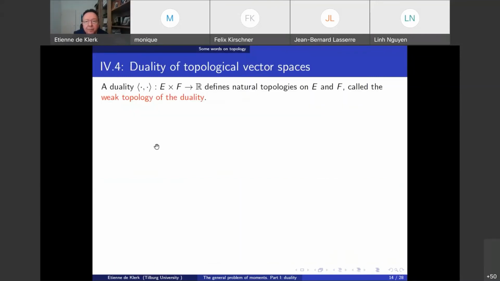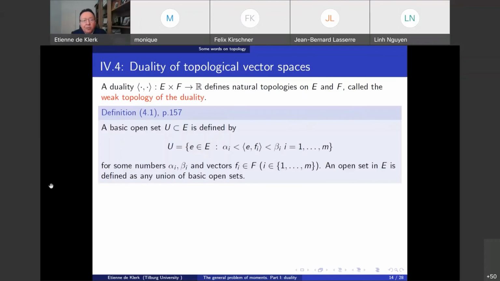Okay, so now the interesting thing is that we can have a nice topological vector space defined by the weak topology of a duality. The duality between vector spaces E and F defines a natural topology called the weak topology of the duality. How does this work? Remember, for a topological space we need open sets, right? So a family of open sets.